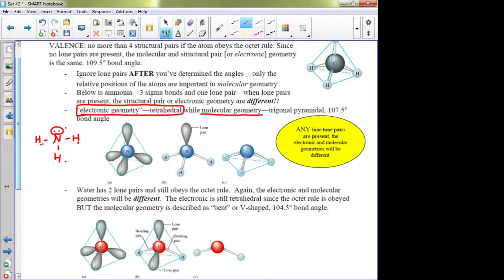Because if I drew it without the lone pair of electrons, I have 3 things bonded to it, so that's where I come up with what? Tri. But because they're being pushed down, it causes it to take the shape of a pyramid. Do we see that? Okay. So the molecular geometry would be trigonal pyramidal. Do we see this? Yes.